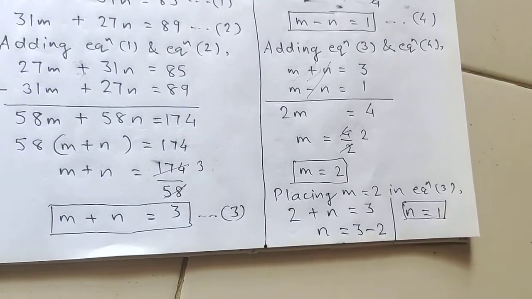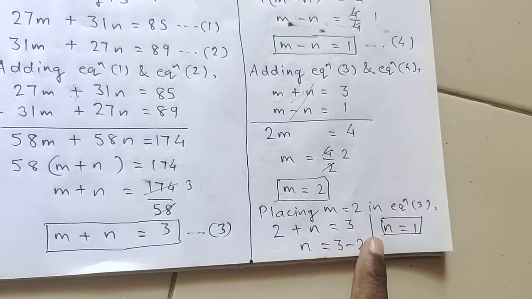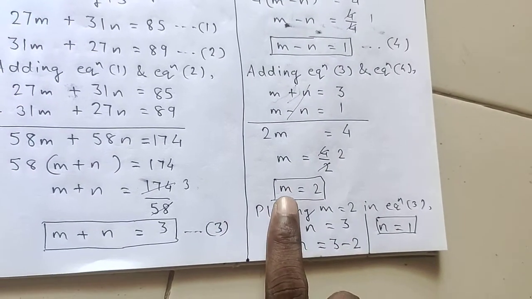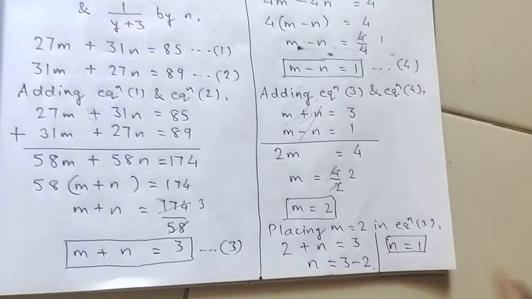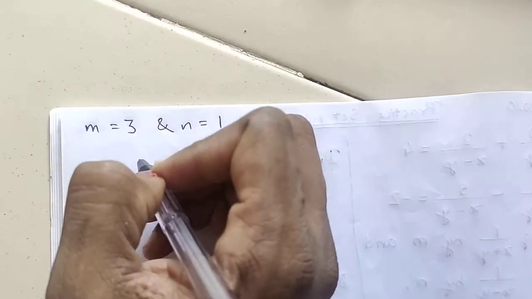Okay, because n equal to 3 minus 2, that is 1. Now we got the value of m as 2 and the value of n as 1. So let us write it. So m value is 3 and n value is 1.